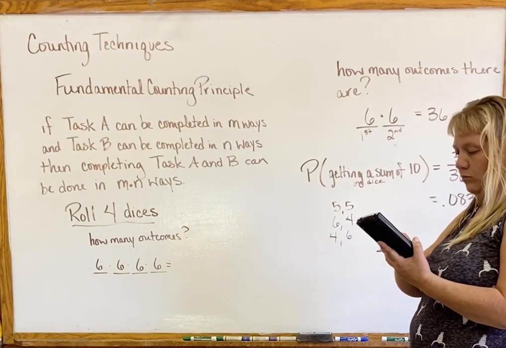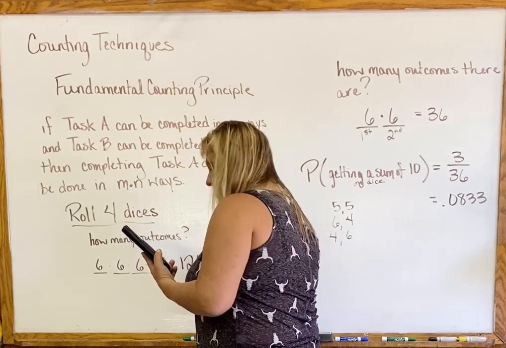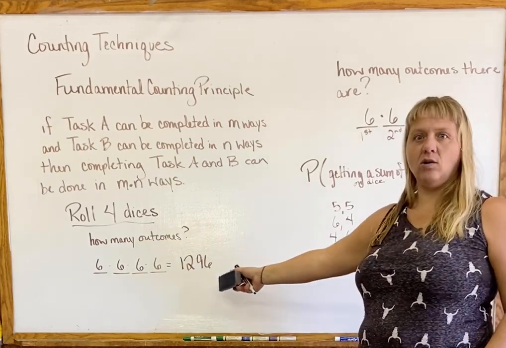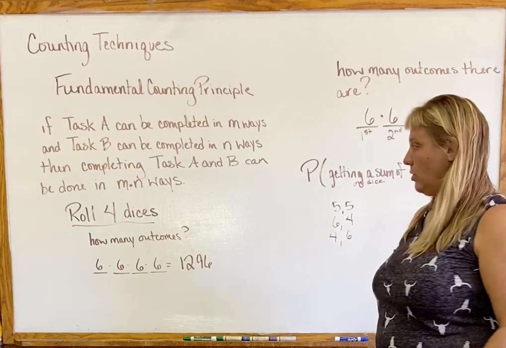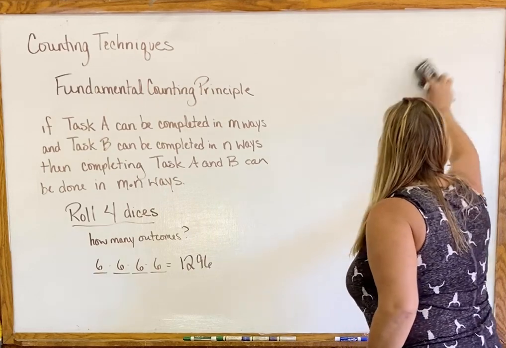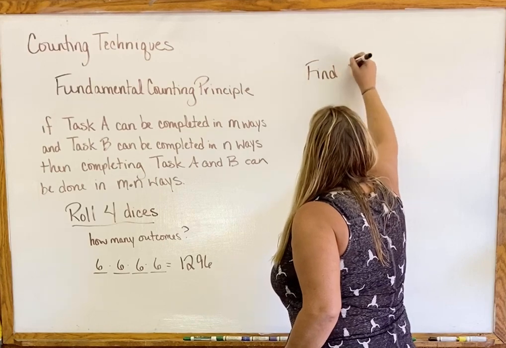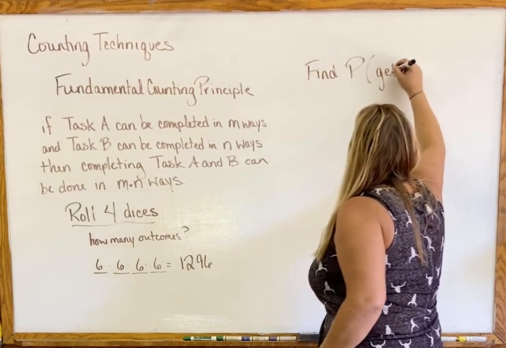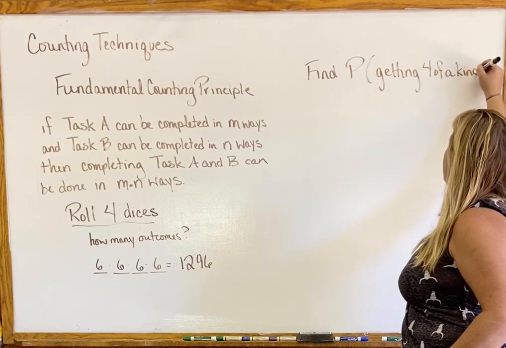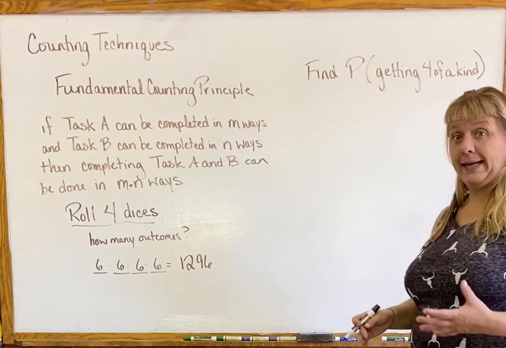Let's see what we get there. That is 1,296. So if you're rolling 4 dice, there are a lot of different outcomes. Definitely not something that we want to list out. So 1,296. Now, what probability question will I ask you? Let's say, find the probability of getting 4 of a kind. So you're going to roll all 4 dice and you want 4 of a kind to pop up.